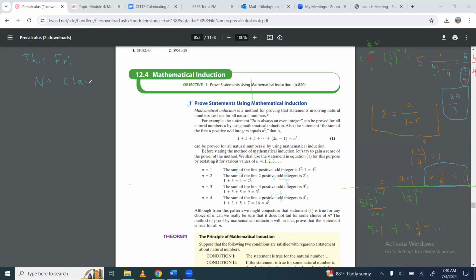We'll keep working on chapter 12. In fact, I'd like to start a little bit of chapter 12, section 4, a very different section that's called mathematical induction. So what is this for?